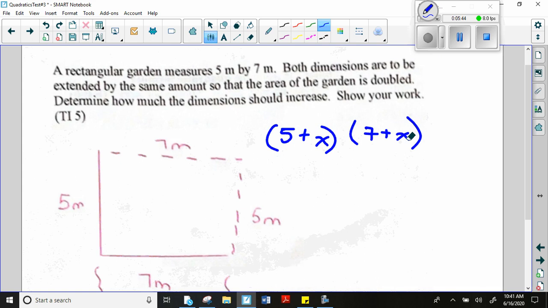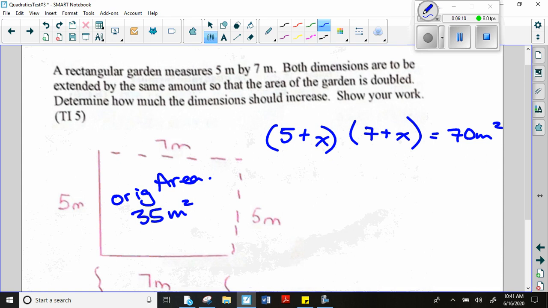What do we know about it? Well, we know the area of the garden is doubled. So the original area is 35 meters squared. If we're going to double that, it's going to give us 70 meters squared. Okay. Determine how much the dimensions should increase.